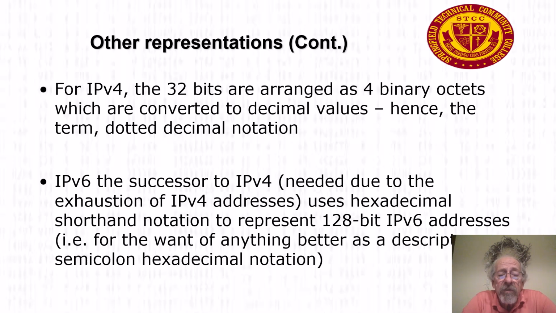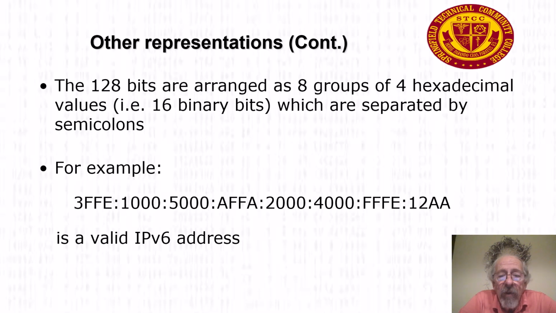IP version 6, the successor of IP version 4, is needed due to the exhaustion of IP version 4 addresses. You would think 32 bits would give you a lot, but not that many. It's 2 raised to the 32 power. It turns out the successor uses hexadecimal shorthand notation to represent the 128-bit IP version 6 addresses. For want of anything better as a descriptor, we call this colon hexadecimal notation. So the 128 bits are arranged as 8 groups of 4 hexadecimal digits. 4 hexadecimal digits yield 16 binary bits, and the groups are separated by colons.